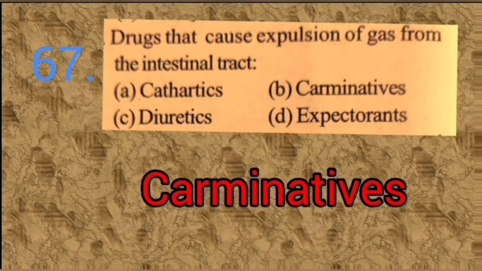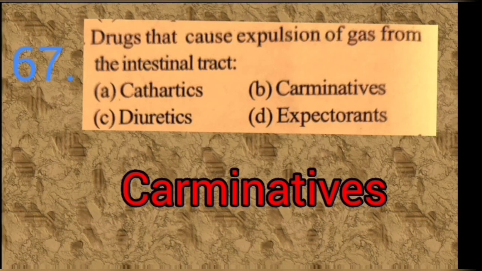Drugs that cause expulsion of gas from the intestinal tract are called: option A, cathartics; option B, carminatives; option C, diuretics; D, expectorants. Option B, carminatives, is the right answer. Drugs that cause expulsion of gas from the intestinal tract are carminatives.